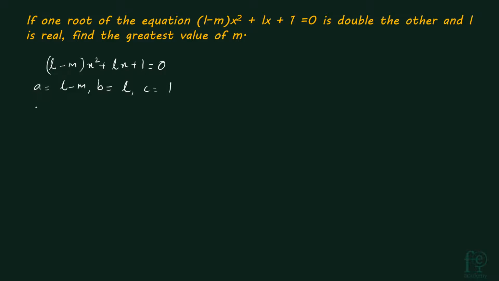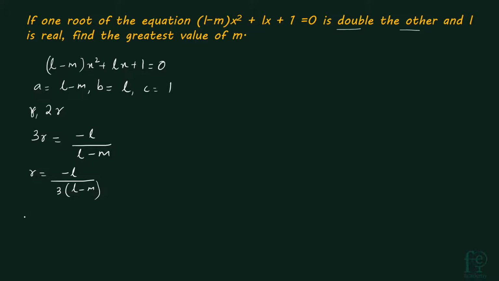Let us assume that r and 2r be the roots of the equation. R is one root, so 2r will be the other root because it is given that one root is double the other. So we know that r plus 2r is equal to minus b by a. So r plus 2r is equal to 3r. Sum of the roots 3r is equal to minus L divided by L minus m. So r will be equal to minus L divided by 3 into L minus m.